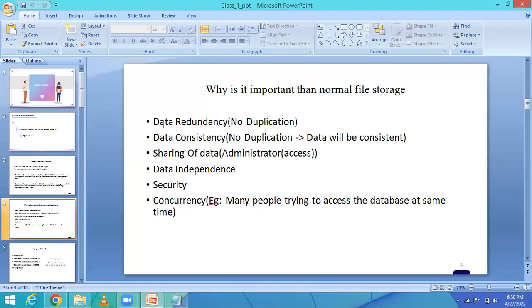Security and concurrency. Like, try to upload a profile picture in Facebook through a laptop, and I try to upload a profile picture through the phone. So there should be concurrency. There should be no clash.